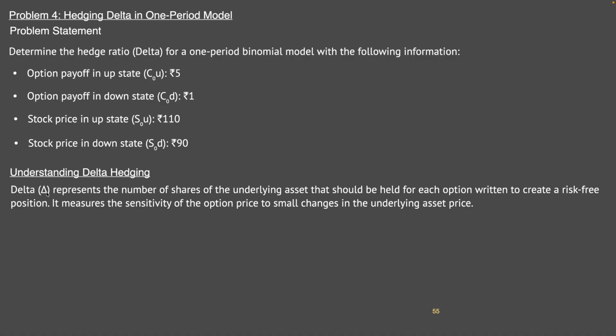As I have explained, delta represents the number of shares of the underlying asset that should be held for each option written to create a risk-free position. You should know what is option writing. Okay, if you don't know what is option writing, go back and study it. Then only you can understand the binomial theorem. Option writing means you will short the option.